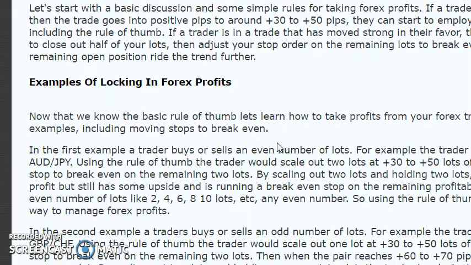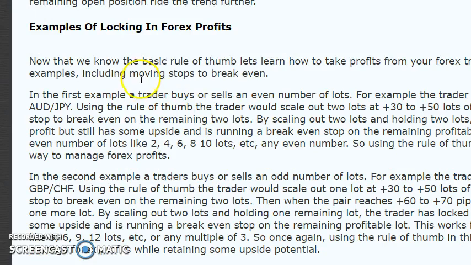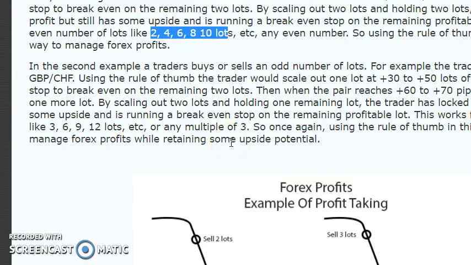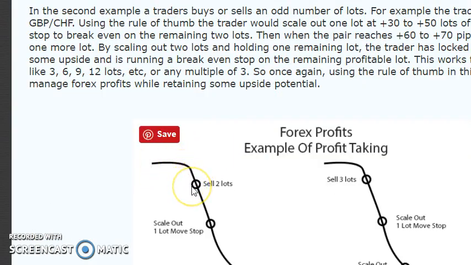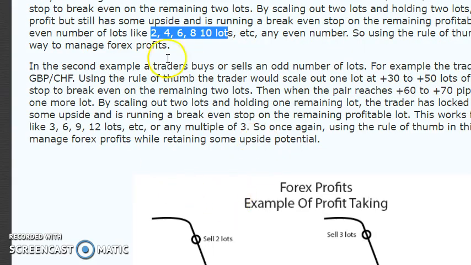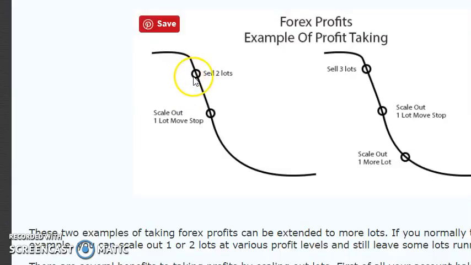So let's look at several examples here. In the first example, let's say you sell an even number of lots, like 2, 4, 6, 8, or 10 lots, some even amount. When you're up 30 to 50 pips on the sell, you would scale out half your lots. So if you sold 4 lots here, you'd be scaling out 2. Then you set your stop at break even, and then you let it run, and then you start examining the market to see how far you think it'll run.